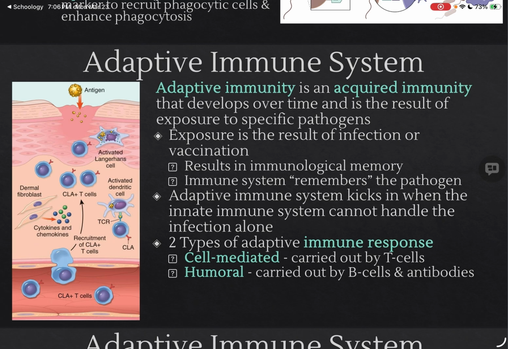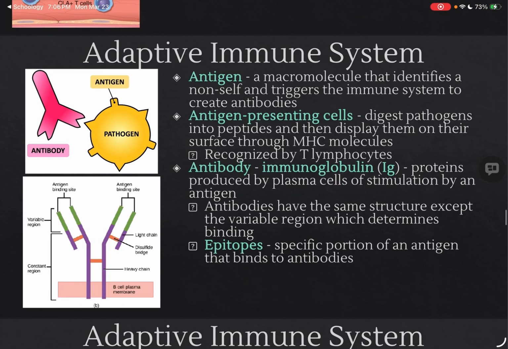There are two types of adaptive immune responses. One is cell-mediated, which is carried out by T cells. And then there's the humoral, which is carried out by B cells and antibodies. Antigens. Antigens are macromolecules that identify a non-self and trigger the immune system to create antibodies. The antigen-presenting cells digest pathogens into peptides and then display them on their surface through the MHC molecules, which will then be recognized by the T lymphocytes.